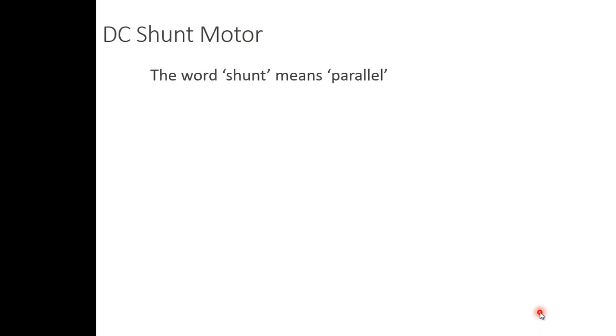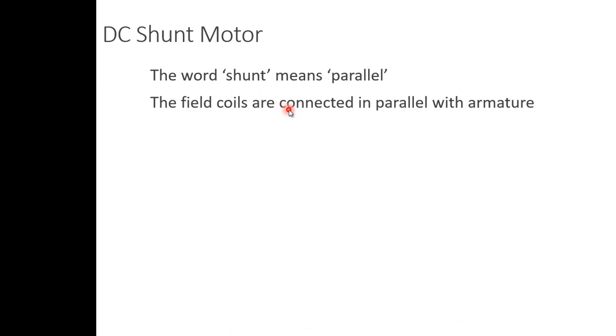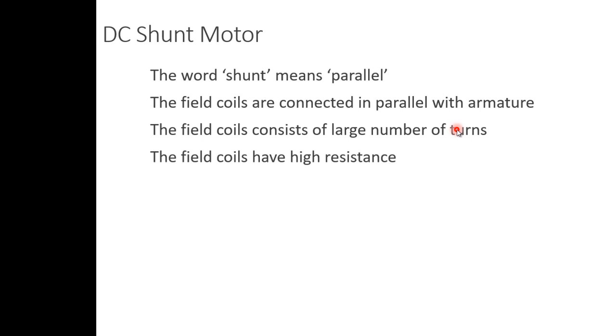Now the DC shunt motor. The word shunt means parallel, as we already know. The field coils are connected in parallel with the armature, and the field coils consist of a large number of turns. So there is a constructional difference between the shunt motor and the series motor coils that we have to observe. There the coil has very few turns; here it has a large number of turns, and the shunt field resistance will be very high.